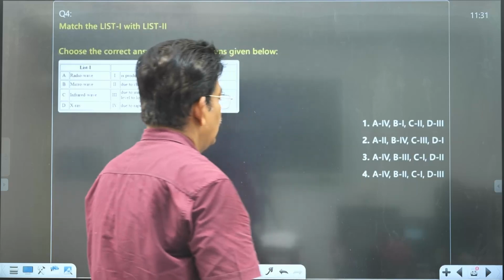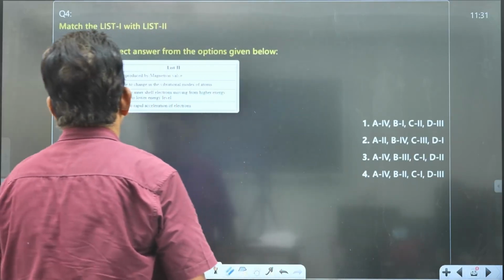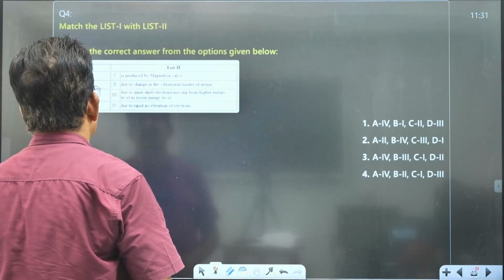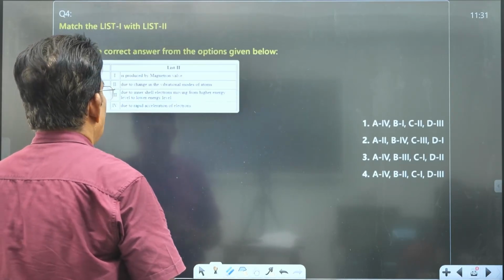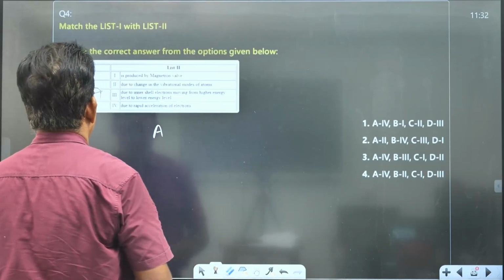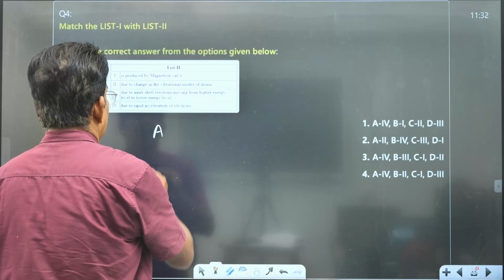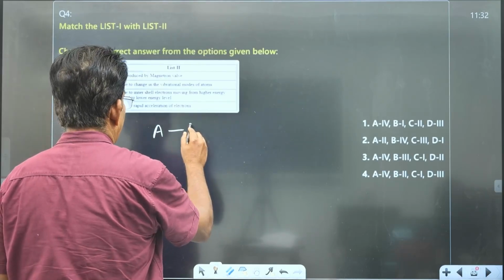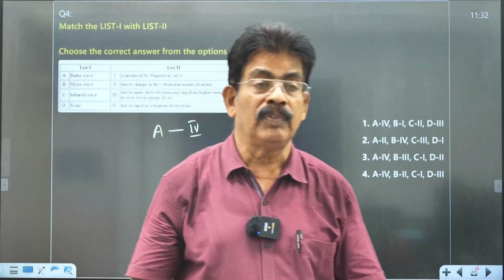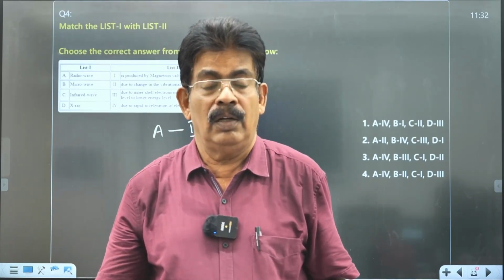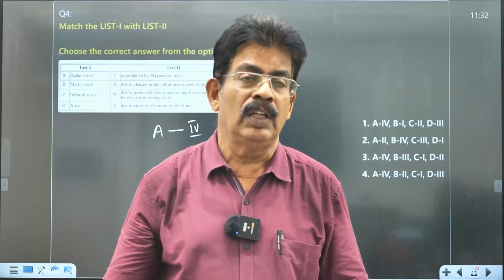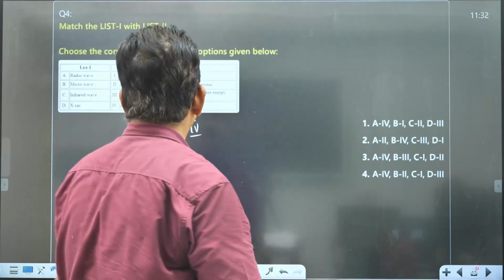Look here, in column 1, electromagnetic waves are given. Then column number 2, the method of generating. First one is radio wave, A. Radio waves are produced due to the rapid acceleration of electrons, A matching with 4. You studied that due to the acceleration of electrons within a conductor, radio waves are produced. So A is matching with 4.